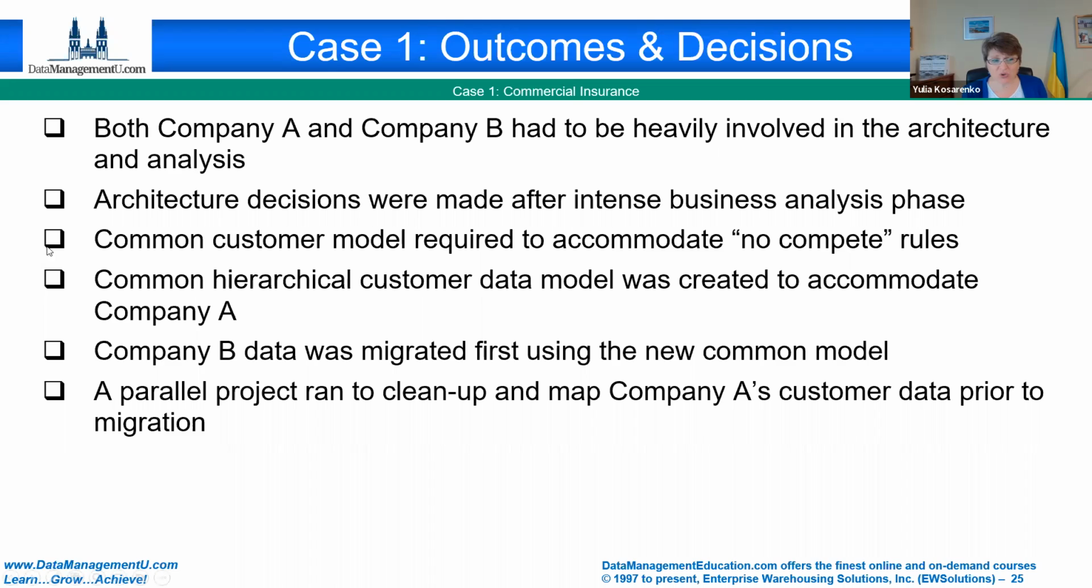So we had to create a common hierarchical data model because we went with the most difficult structure first. We need to accommodate it, and if company B is simplified, then that's fine, as long as our model is adjustable. We can accommodate company B easily then.